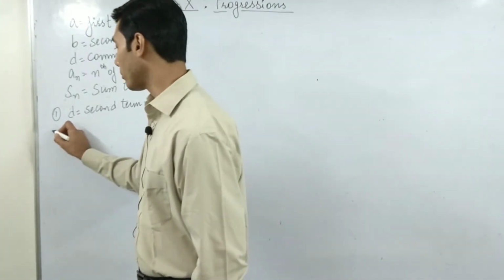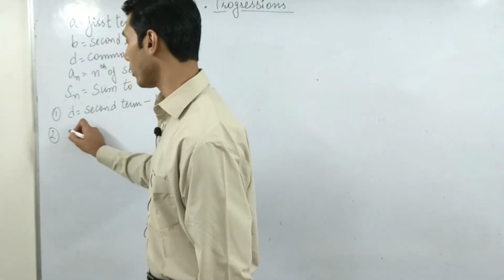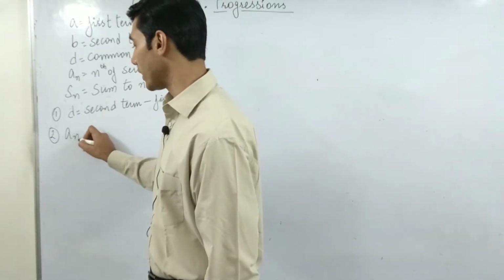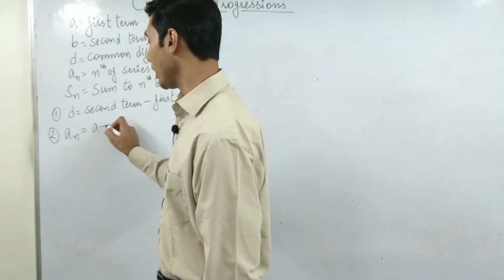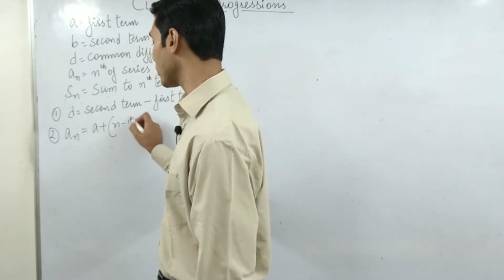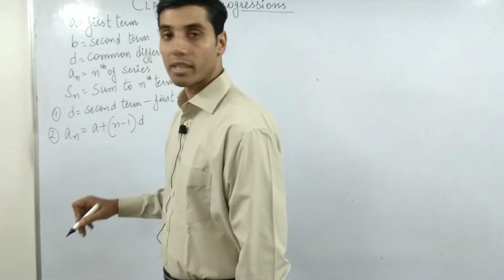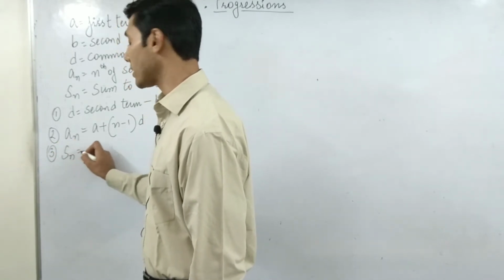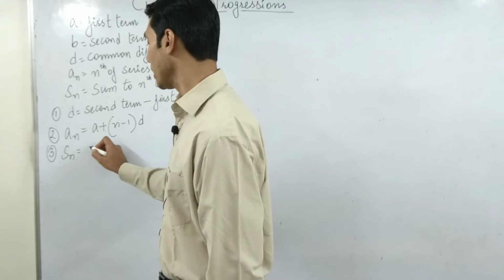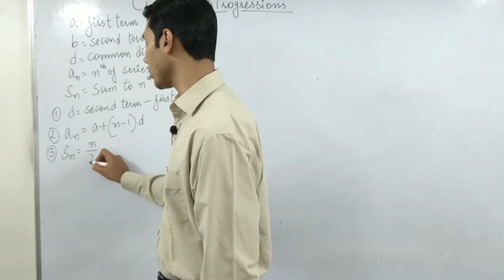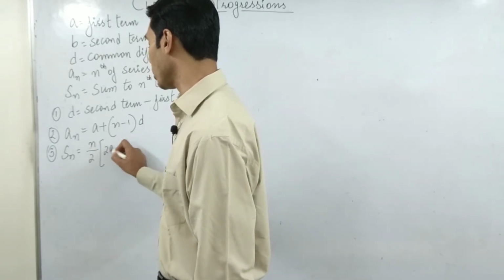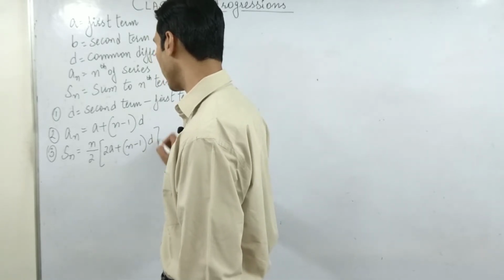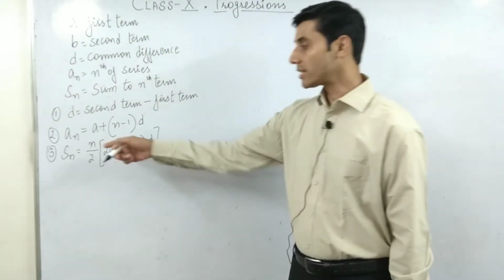Then comes the second formula, which is the nth term formula. So इसको general term भी बोलते हैं. General term of the series AN is equals to A plus N minus 1 into D. Got it? Then comes the third, that is Sn is the sum of the nth terms. It should be equals to N by 2 bracket 2A plus N minus 1 into D. This is sum of the series.